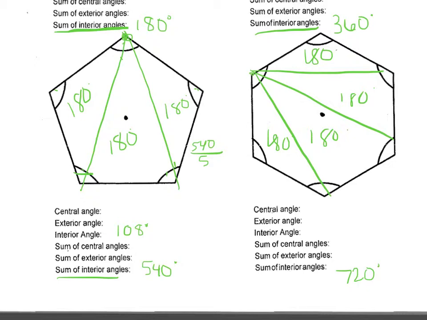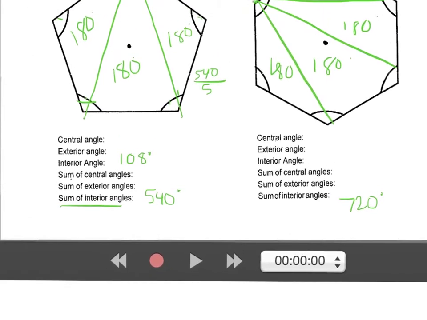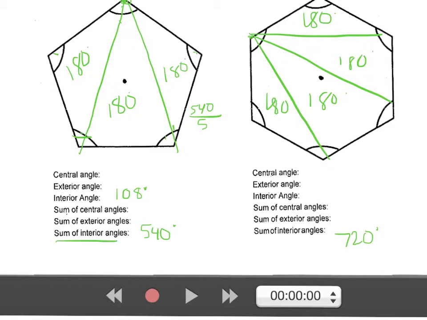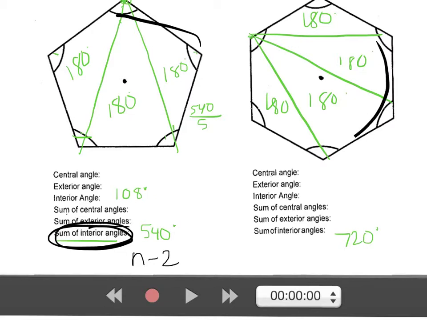There is a general rule for this. The sum of the interiors is always the number of sides minus 2, because if it had 5 sides, it only made 3 triangles. If it had 6 sides, it only made 4 triangles. So the n minus 2 tells me how many triangles there were. 6 minus 2 is 4 triangles, or number of sides minus 2 gives the number of triangles, and each triangle is times 180 degrees to get a total sum of those degrees.